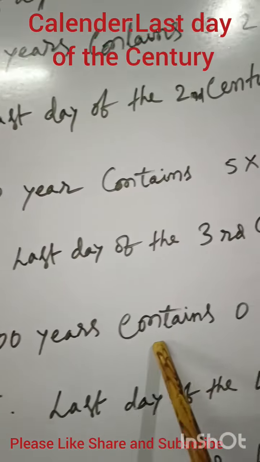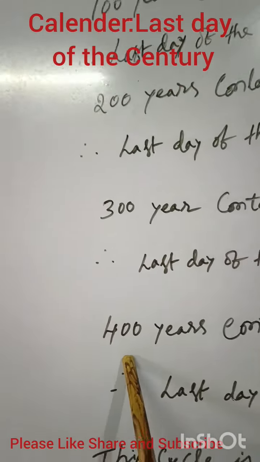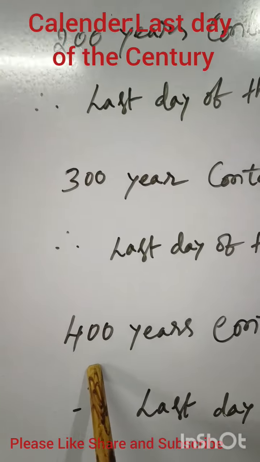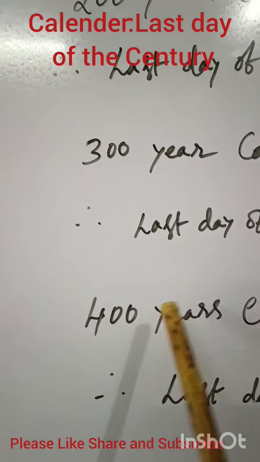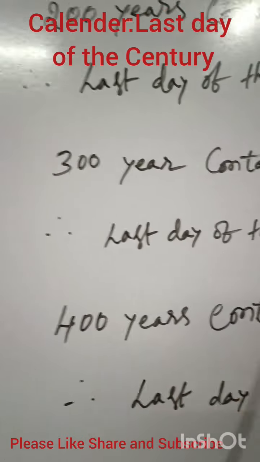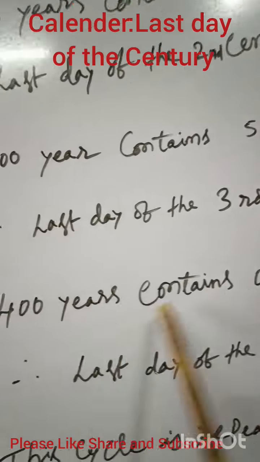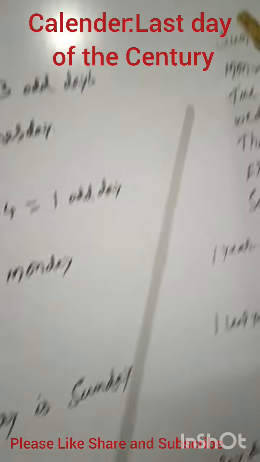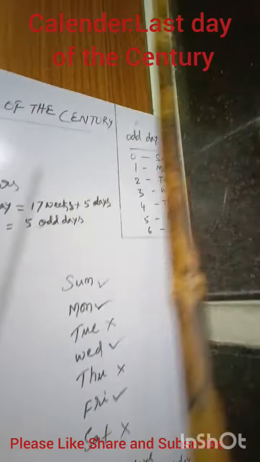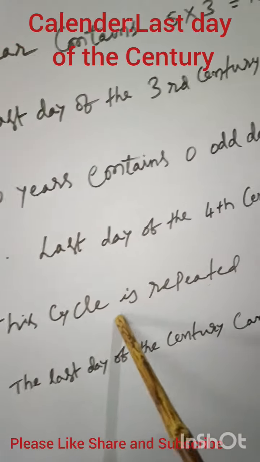Then 400 years contain 0 odd days. Every 400 years, the calendar repeats. All years divisible by 400 contain 0 odd days. That is the rule. So the last day of the 4th century is 0, which means Sunday. So this cycle is repeated.